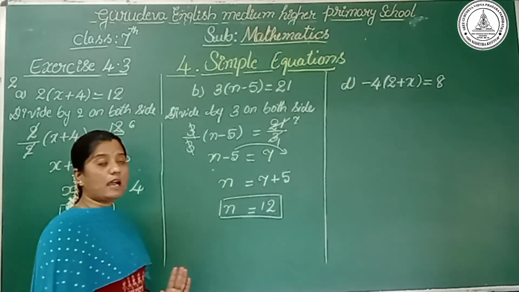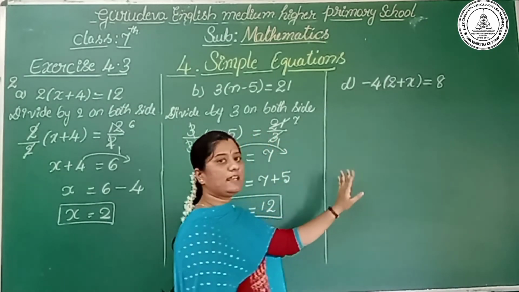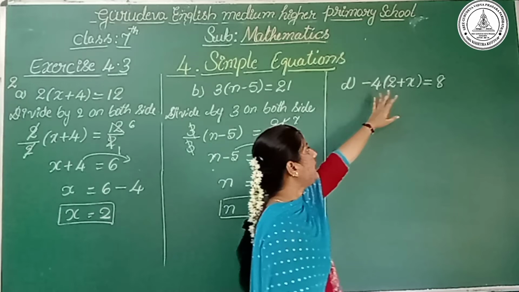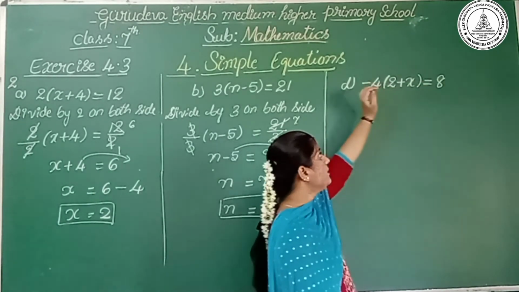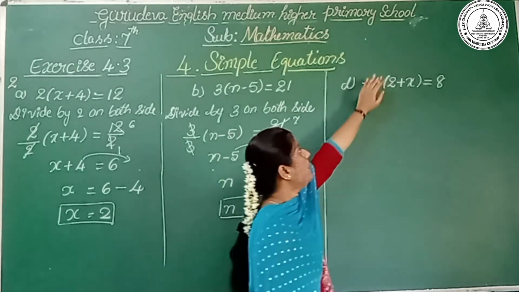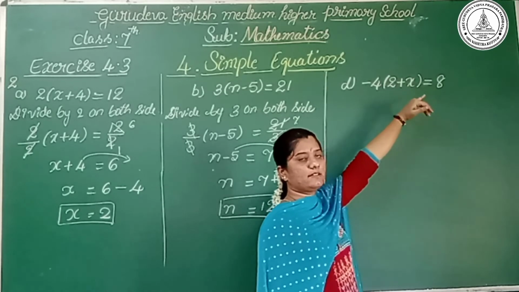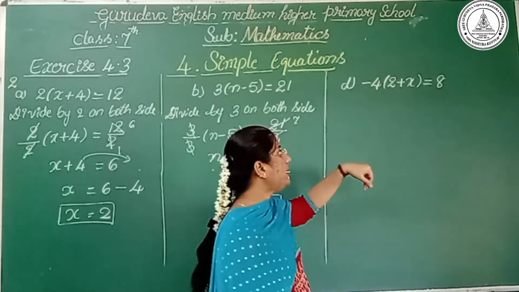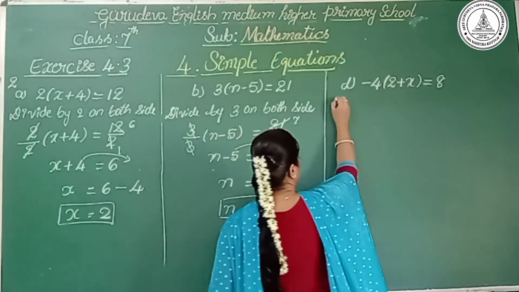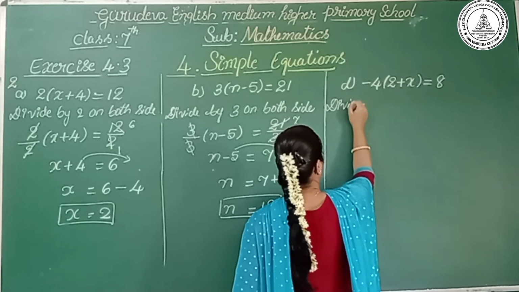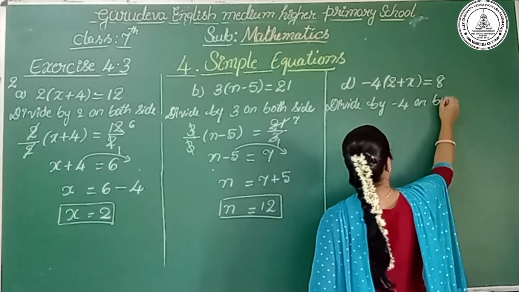At the same time, you have to do the equation number C. Okay, then I have taken here the third equation, that is minus 4 into 2 plus x, which is equal to 8. So at the same time, first we have to eliminate the minus 4. So here minus 4 is multiplied by 2 plus x. So we have to do the first step, divide by minus 4 on both sides. Okay, yes, let's divide here.